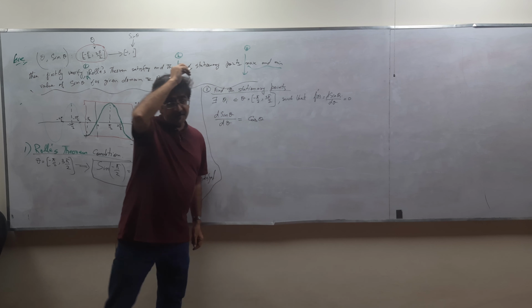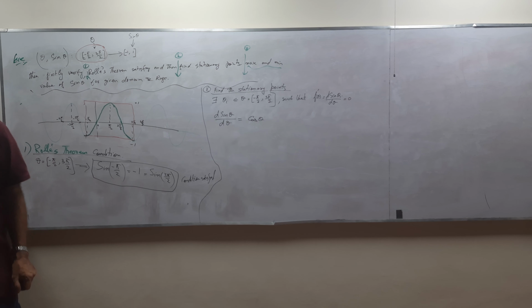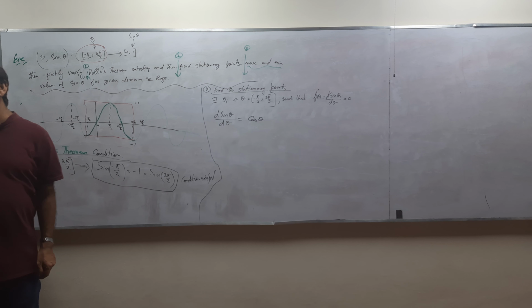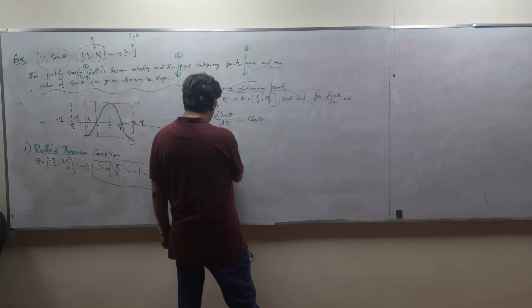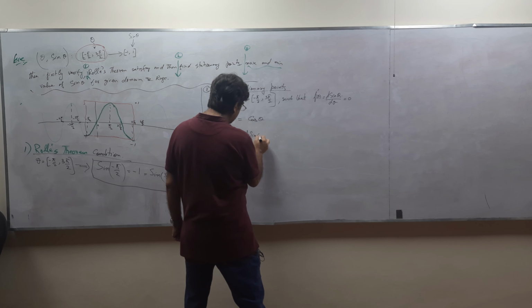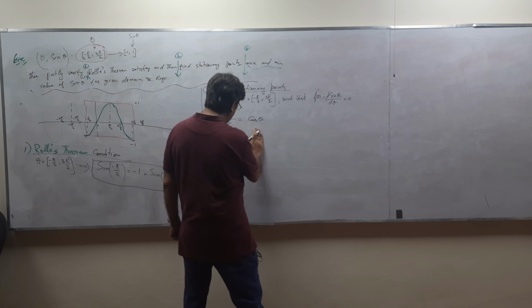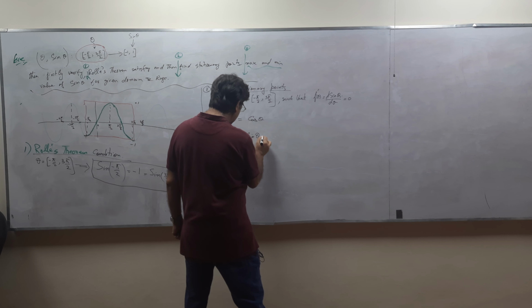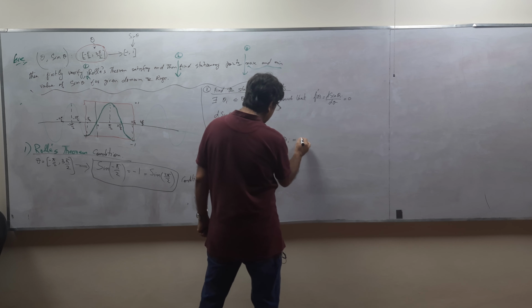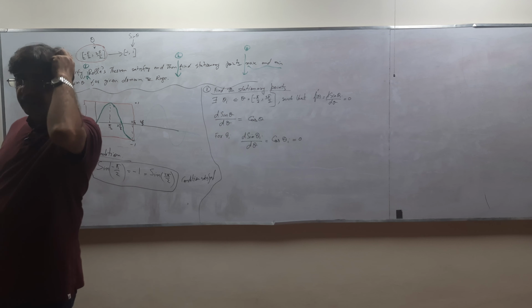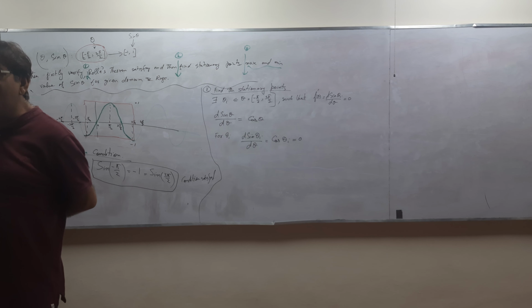Derivative of sin theta is cos theta. Okay, and be silent, please. Sin theta, derivative of sin is cos, and cos theta will be, because that is the derivative, and according to the stationary point condition that will be 0.